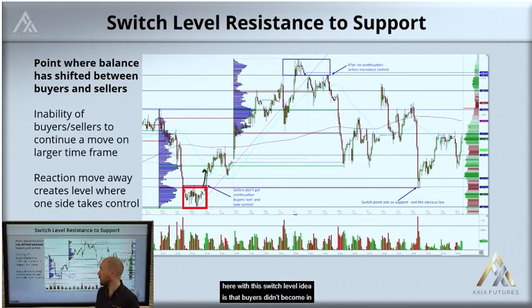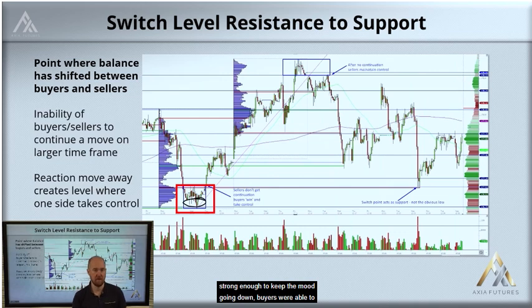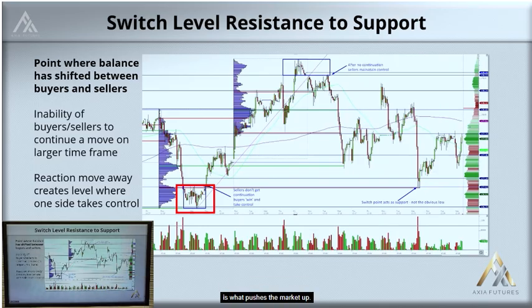But the important bit here with this switch level idea is that buyers didn't become in control here. Down here, there was a balance. Sellers weren't strong enough to keep the move going down. Buyers were able to buy. And they don't need to push the market up. If you want to buy something cheaply and people are willing to come and sell it to you, you're not going to offer to pay a higher price. You will keep on buying it at those lower prices. But once price starts to rise, buyers have to change their perspective. And this is where buyers now become much more active. They take control and they start to pay higher and higher prices. This is what pushes the market up.